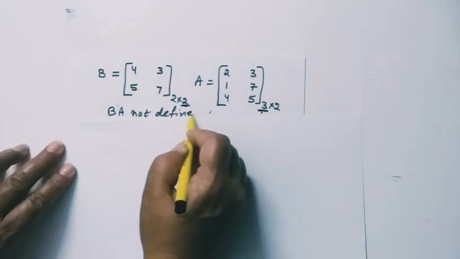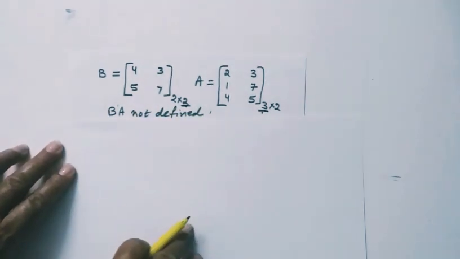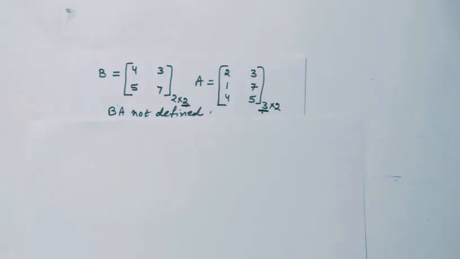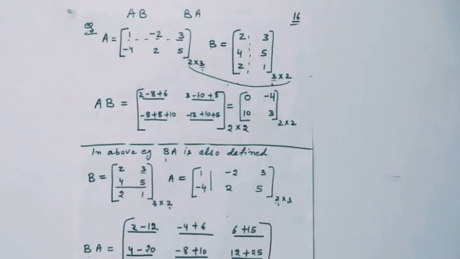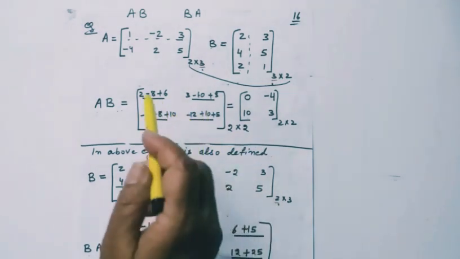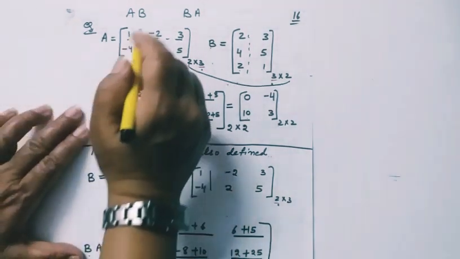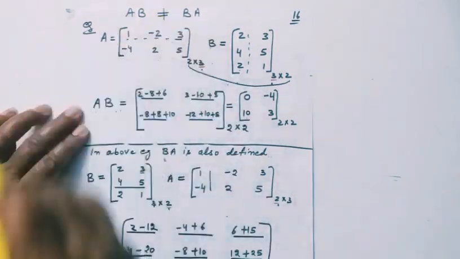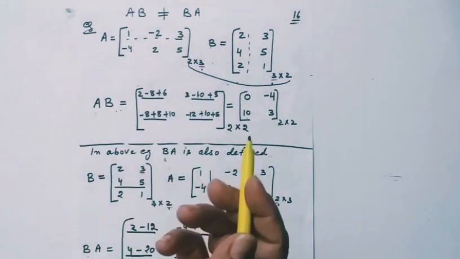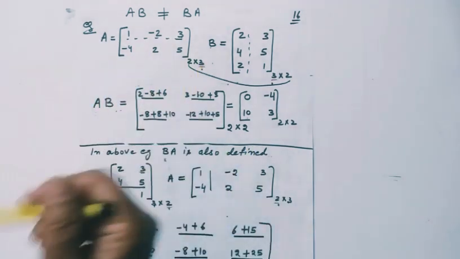So it is not necessary that if you are finding AB, you will also be able to find BA. Sometimes when AB is defined, BA may not be defined, and sometimes when both are defined, AB and BA may not be equal. Now students, with the help of this example, I am going to explain that AB and BA are not equal, where A and B are any two matrices and AB and BA are both defined.